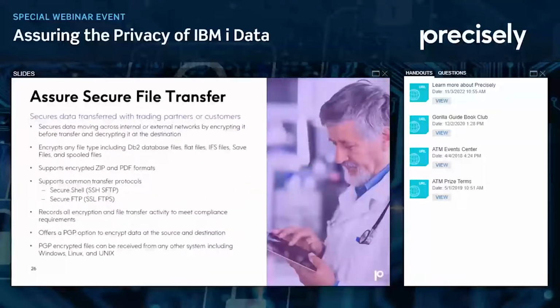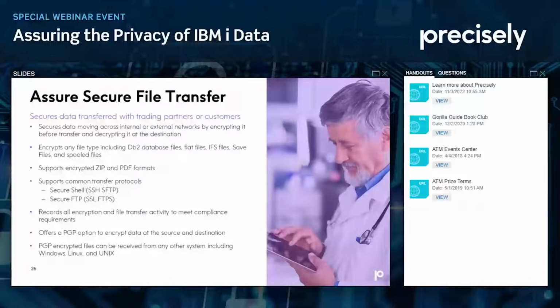And then some auditing capabilities that come as part of our monitoring as well. When we look at our Assure secure file transfer, as you might expect, this is our solution for that data in motion. So, as you're moving data around, as I said, with customers or your partners, being able to do that, and with Assure secure file transfer, we can do that across internal networks or external networks. We can encrypt it before the transfer and then decrypt it at the destination if that's what you want to do. We can encrypt virtually any of those file types.